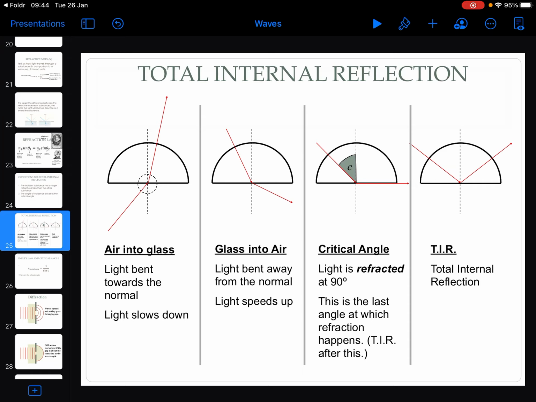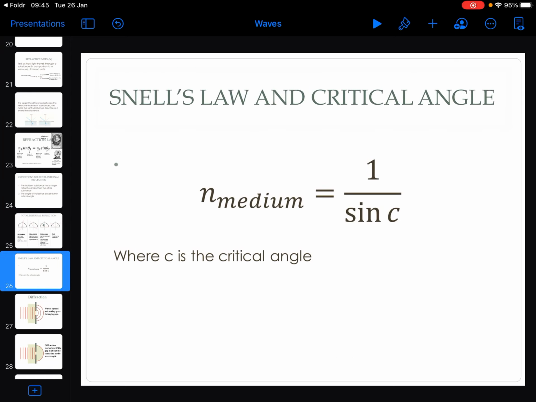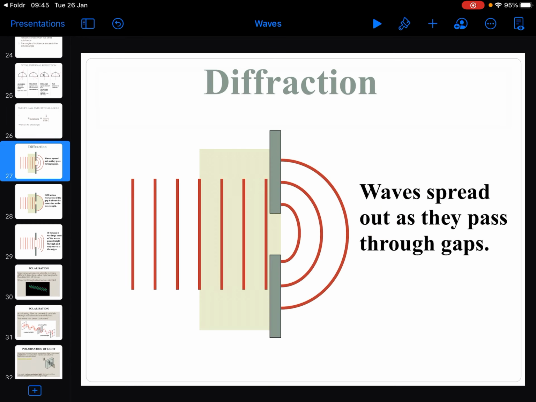So as it gets bigger and bigger, this third one, which is entitled critical angle, is the exact angle which causes the light to all go along the surface of that glass. So it's refracted at 90 degrees. That's what a critical angle is. As soon as the angle is bigger than the critical angle, which is what you're seeing on the right-hand side, that's when we get total internal reflection. An equation that links this: n of the medium, so the refractive index of whatever material you're looking at, is 1 over sine of the critical angle.